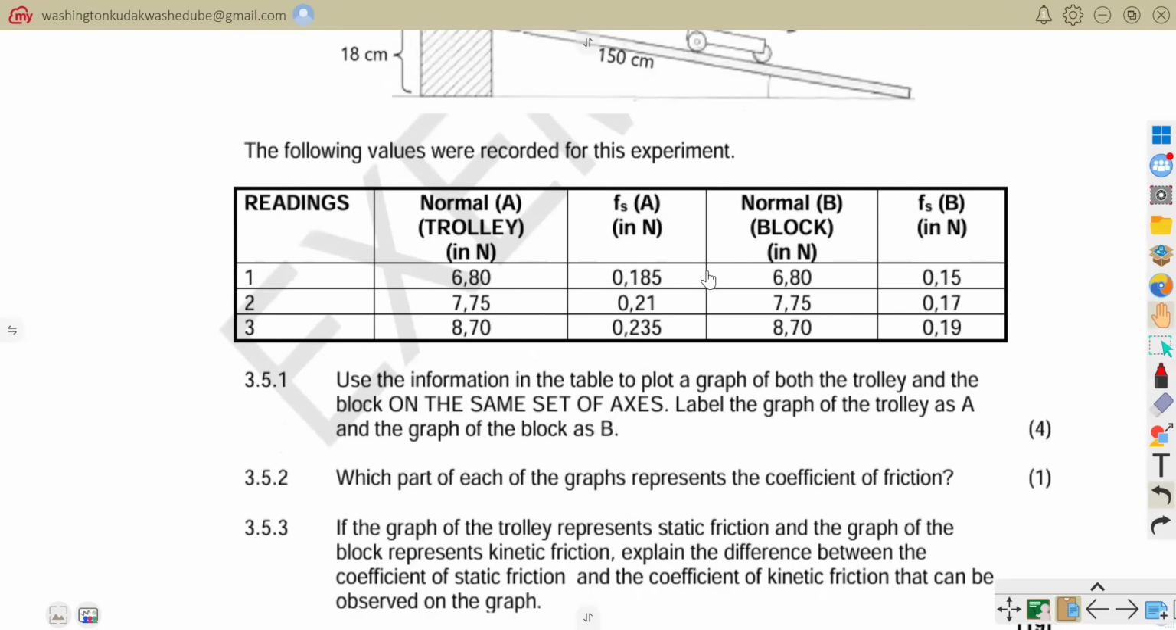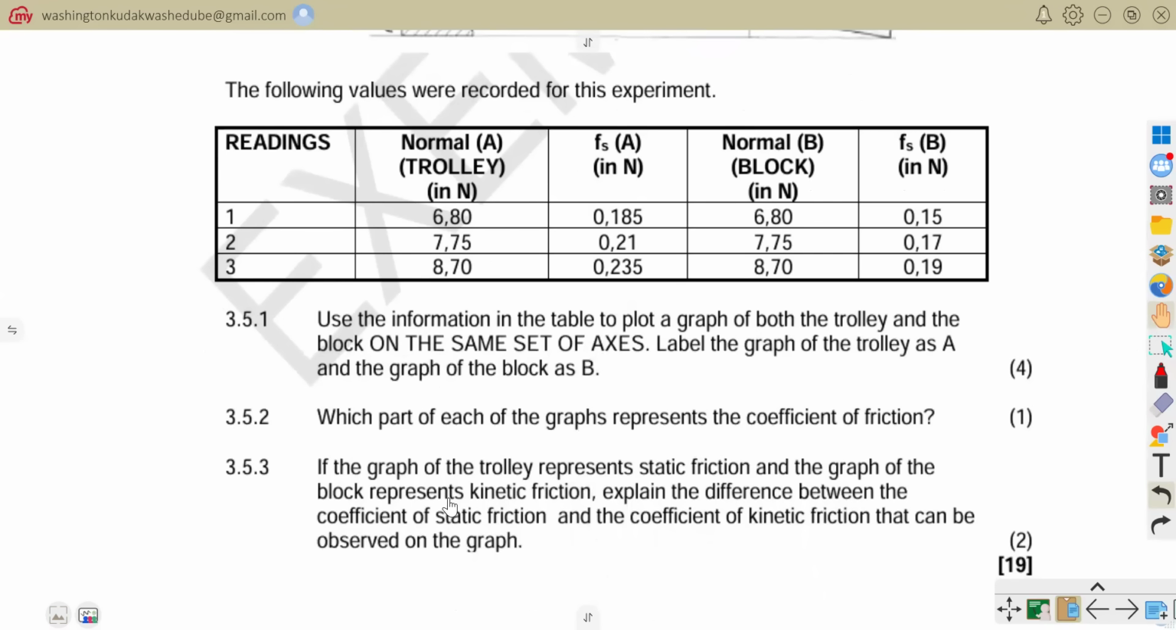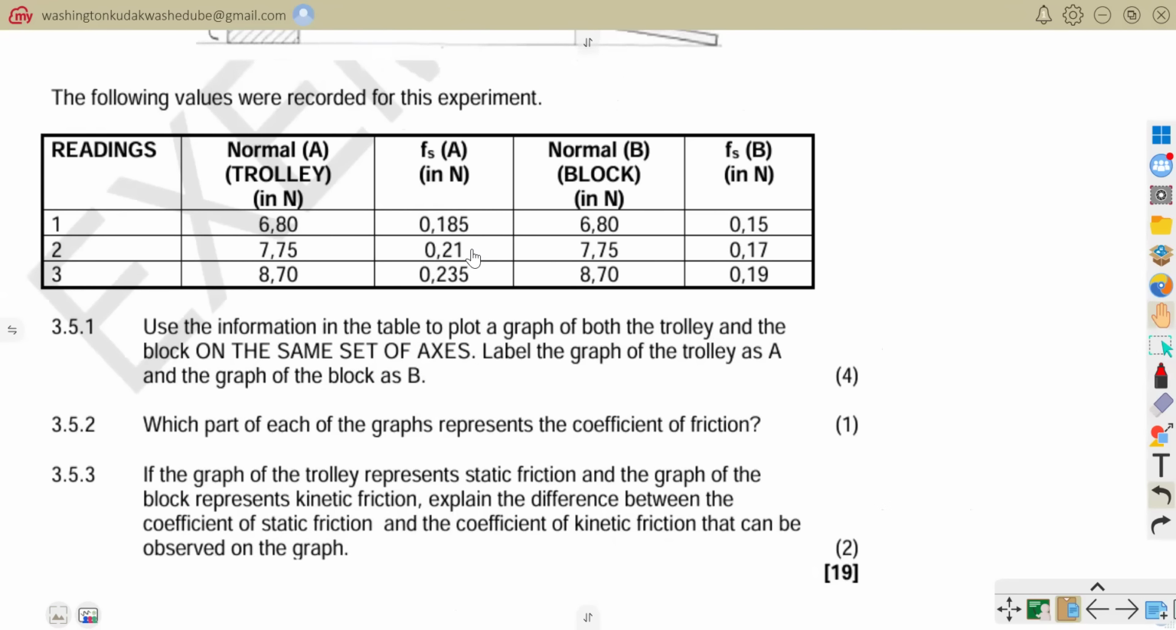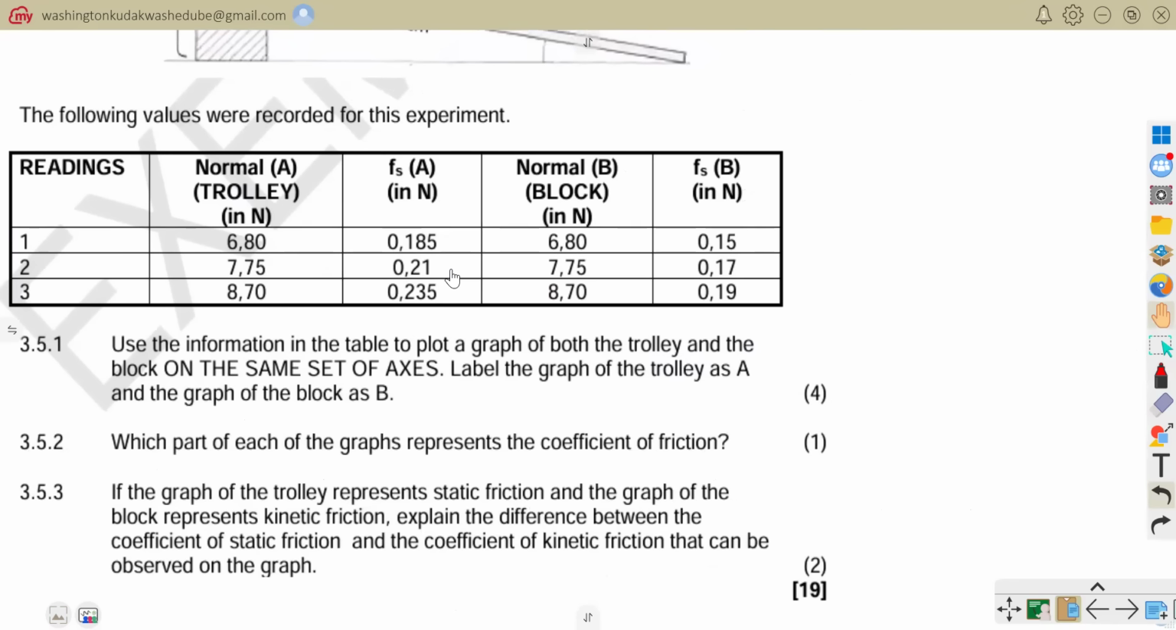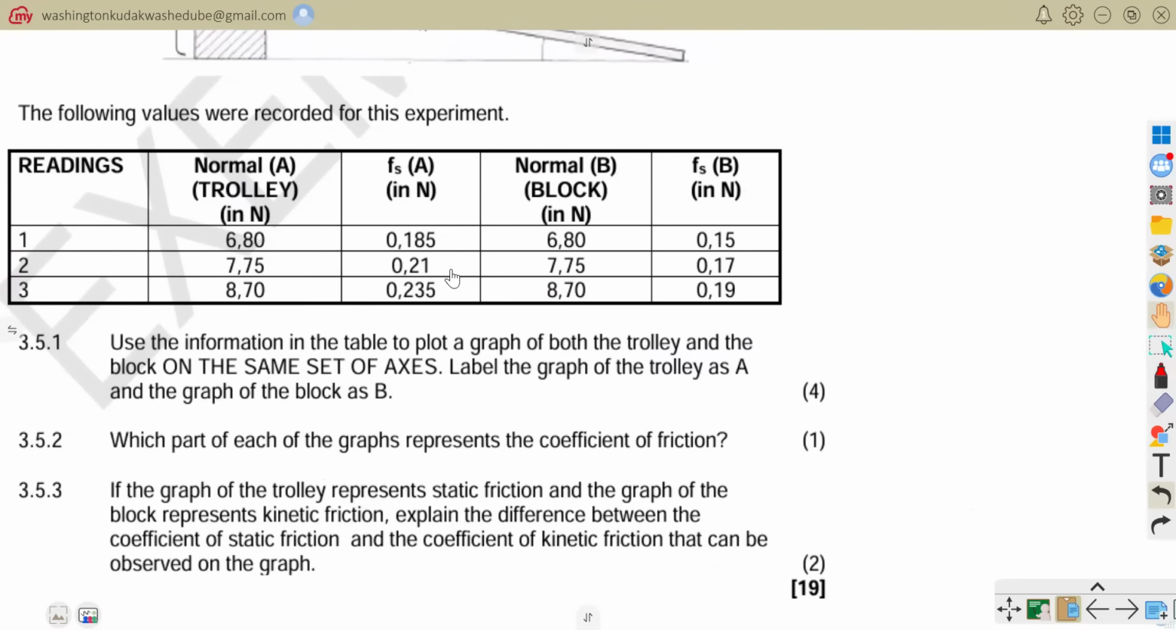After recording those values, they are saying use the information in the table to plot a graph of both the trolley and the block on the same set of axes. Label the graph of the trolley as A and the graph of the block as B. So they want you to use those values to plot a graph.